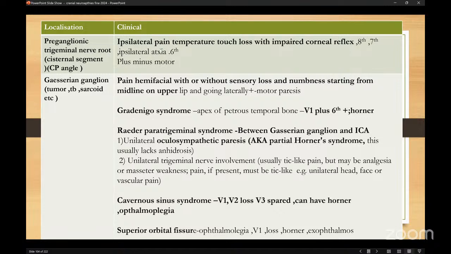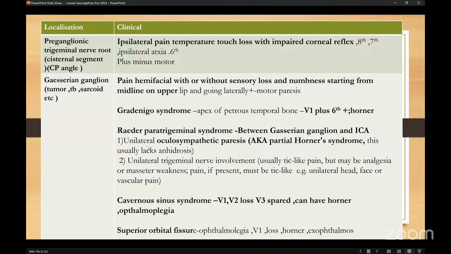Then if the fifth cranial nerve is affected in the cisternal segment, you can have complete pain and temperature loss on one side. In Gasserian ganglion lesions, you can have complete sensory loss on one side. In Gradenigo syndrome, it is the sixth nerve along with V1 plus Horner. You should remember Gradenigo is V1 plus 6 plus Horner.